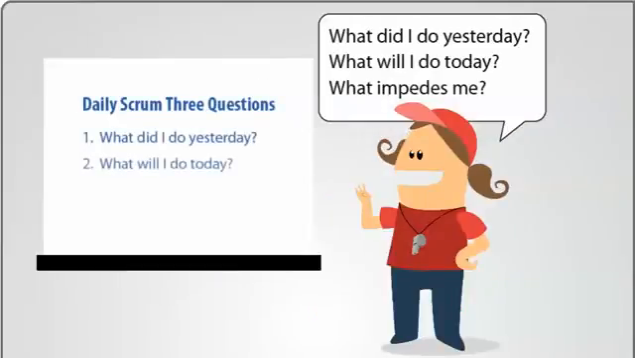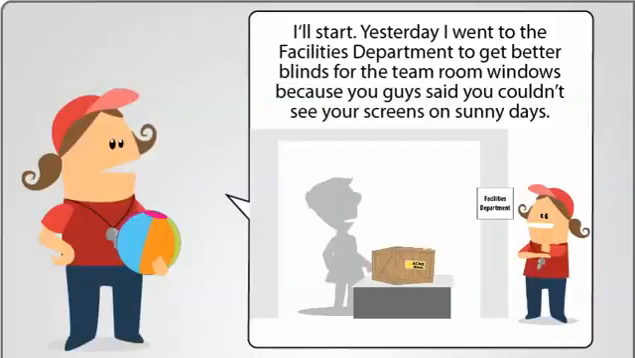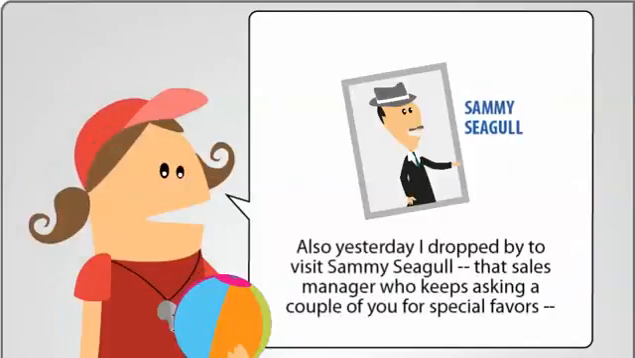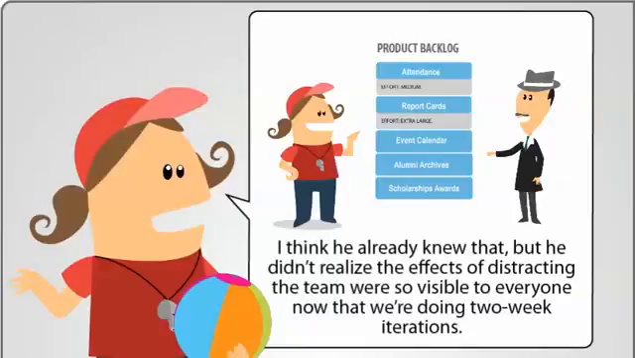What did I do yesterday? What will I do today? What impedes me? I'll start. Yesterday I went to the facilities department to get better blinds for the team room windows because you guys said you couldn't see your screens on sunny days. Also yesterday I dropped by to visit Sammy Seagull, you know, that sales manager who keeps asking a couple of you for special favours, to show him where his requests are on the product backlog and how to reach the product owner about moving them up. I think he already knew that, but he didn't realise the effects of distracting the team were so visible to everyone now that we're doing 2-week iterations.